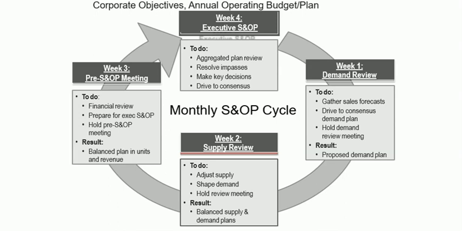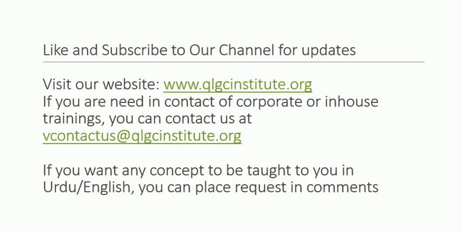Then in week four, you should generate an aggregated plan review. You should resolve the different problems of sales and demand. You should make key decisions and drive to consensus. Driving to consensus is important, so that all the team members agree to a demand plan. If they are on one plan, then you should be able to generate your weekly sales, and you can monitor your budget or plans.